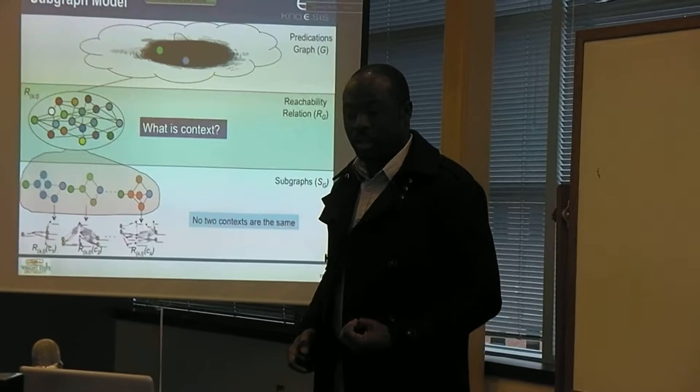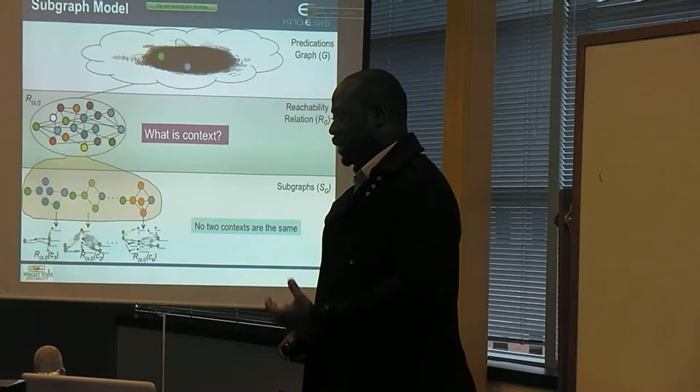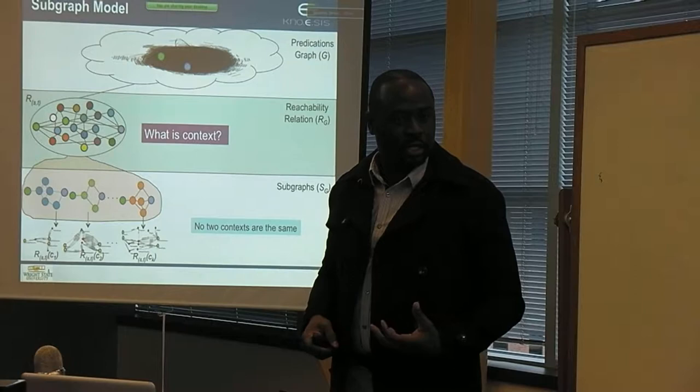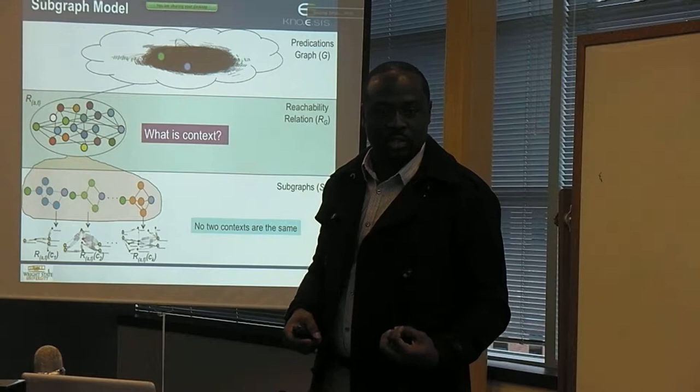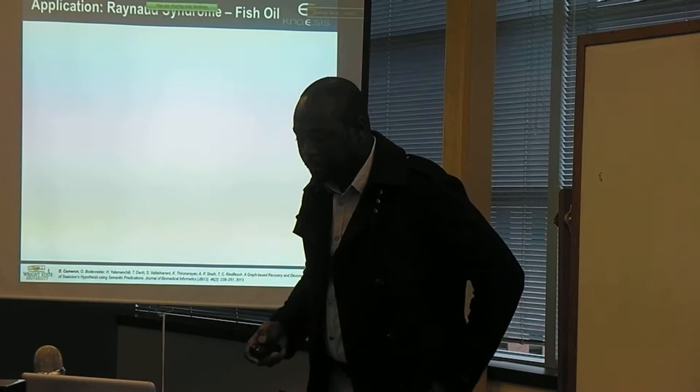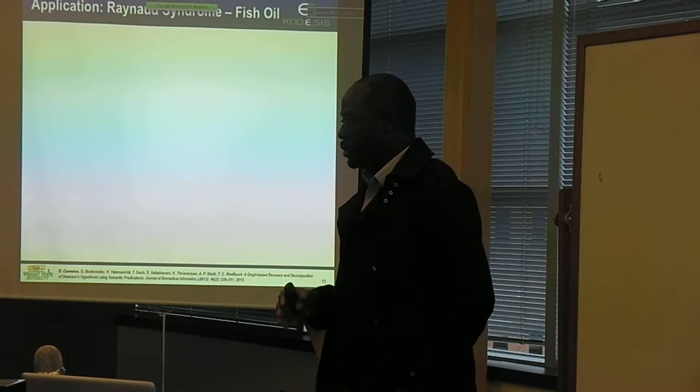In the JBI paper, we took the advice that Dan Gruhl at IBM gave. When you have a complex problem, you start with the most simplistic solution. In this case, it would be to simply have human domain experts try to put together subgraphs from the reachability relation. And we did this. We applied this to the Raynaud fish oil scenario, and here's one of the subgraphs that we were able to create after we took all of the 65 articles that Swanson used.